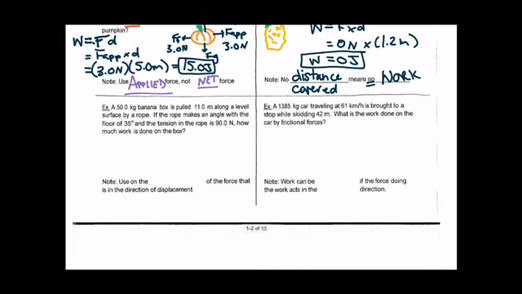The last two examples, we've got a 5 kilogram banana box which is being pulled 11 meters along a level surface. So mass, distance. If the rope makes an angle with the floor of 35 degrees and the tension is 90 newtons, how much work is done on the box? So we're going to draw our box here. And we have a rope that's pulling up on the box at 35 degrees.